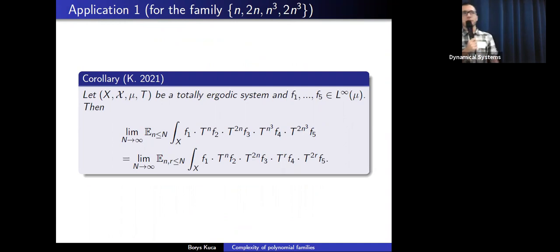If I have a totally ergodic system and L infinity functions, then the following two limits are equal. The reason why this result is nice is because, well, the original expression here may be a bit hard to evaluate. We have transformation acting with different powers. We have transformation with linear powers and with cubic powers. Whereas in the second expression, we are able to replace the cubic terms by a separate variable. So this is one sort of application of the complexity results that we can obtain. We can get simpler expressions for these limits.